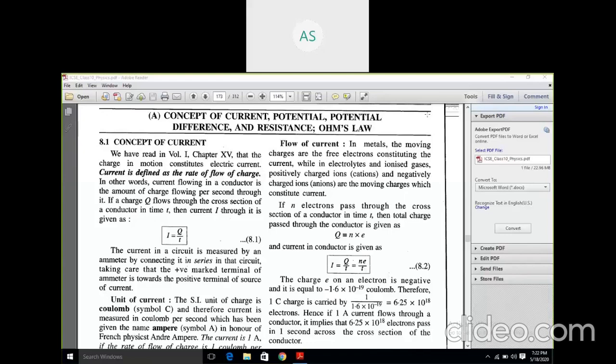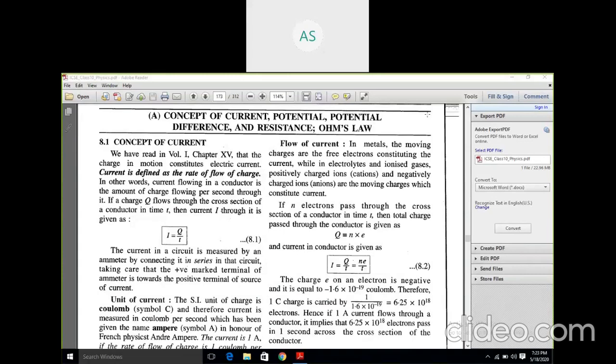Hi everyone. Today I will be talking about current electricity, which is a very important chapter as far as the class 10 ICSE physics is concerned. Now we all know the importance of electricity in our day-to-day life. If we look around, all the gadgets and appliances are running on electricity.